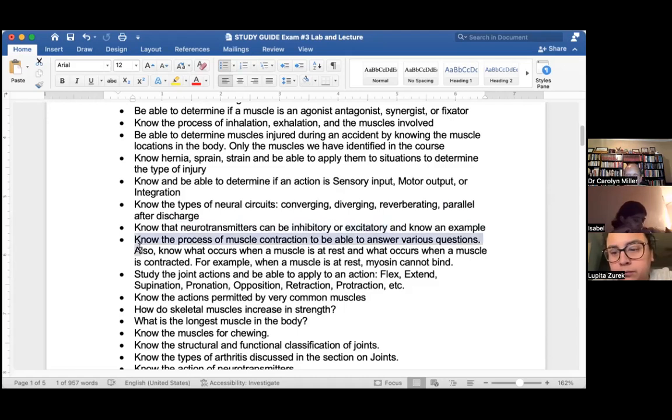Know the process of muscle contraction and be able to answer various questions. Also know what occurs when a muscle is at rest, and what occurs when a muscle is contracted. For example, when a muscle is at rest, can myosin bind? No. You're correct, Richard. No. We have to have calcium bind to troponin so that troponin can change shape and rotate tropomyosin out of the way.